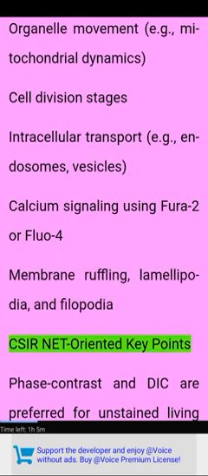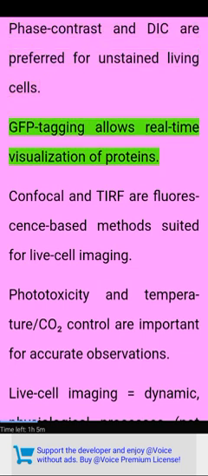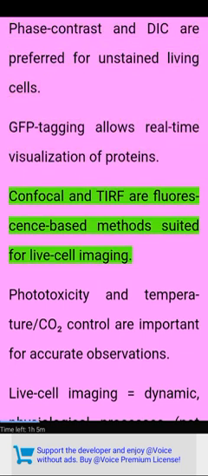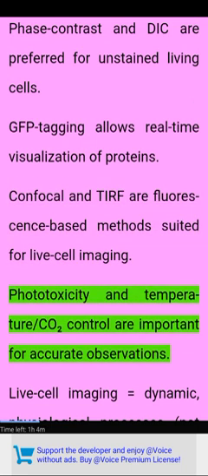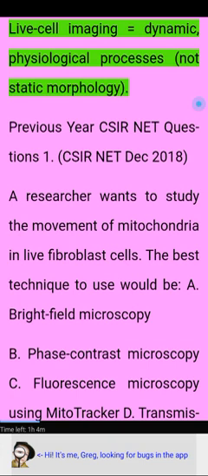CSIR-NET-oriented key points. Phase contrast and DIC are preferred for unstained living cells. GFP tagging allows real-time visualization of proteins. Confocal and fluorescence-based methods are suited for live cell imaging. Phototoxicity and temperature, CO2 control are important for accurate observations. Live cell imaging equals dynamic, physiological processes, not static morphology.